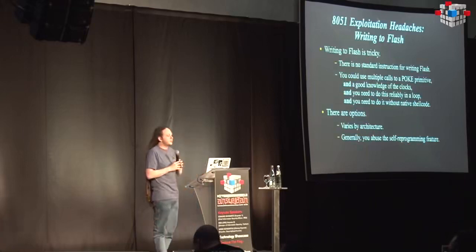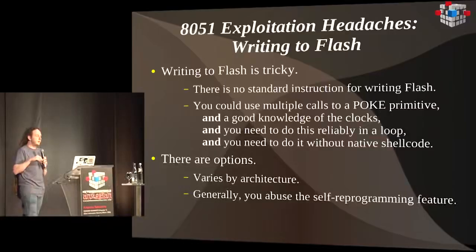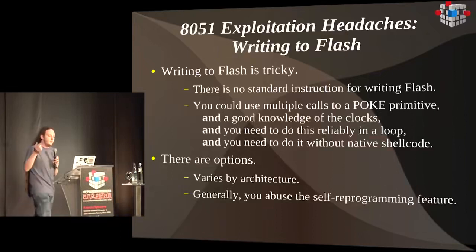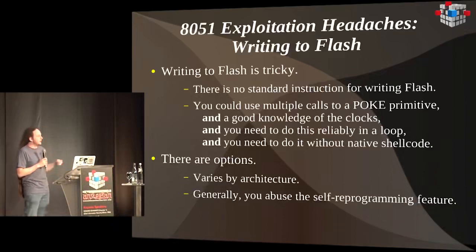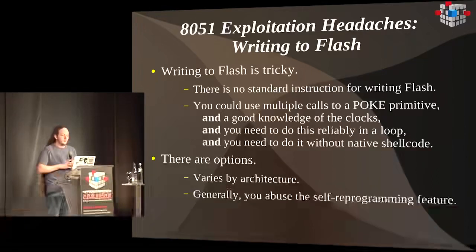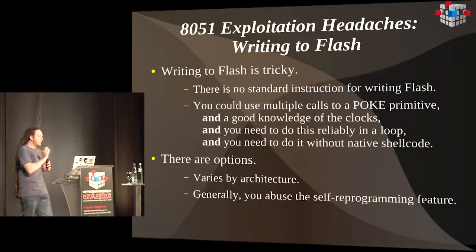Now, when you're writing to flash, which is particularly useful if you can't run from RAM, there's no standard instruction for doing it because flash memory didn't exist when this architecture was made. You could use multiple calls to a poke primitive, but you have to make sure that you know everything that's going on in the clocks. You have to make sure that you can do this reliably in a loop, and you need to do it without native code, and you might have to do it without certain pieces of code ever running. So the options that work vary by architecture.